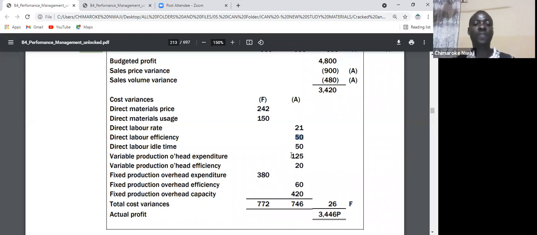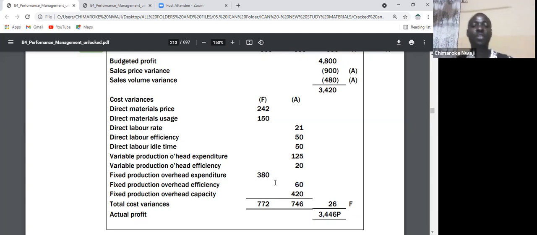And of course, the fixed overhead efficiency. So fixed efficiency now, we use the same way in direct labor. So you can see here, your direct labor efficiency was adverse, and it's also affecting your fixed overhead efficiency variance. It's adverse. Here, 60. Okay.